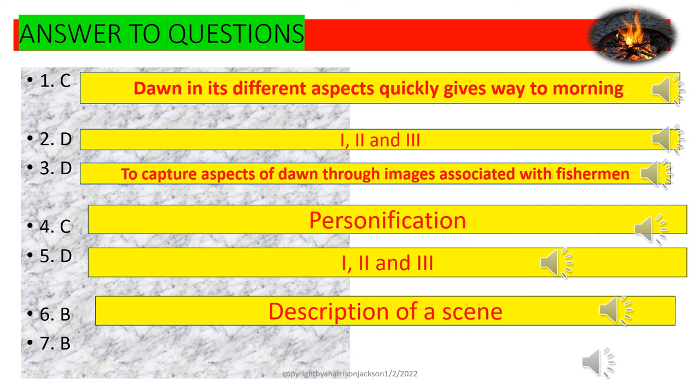Description of a scene, and I'm sure you were able to identify or hear the descriptive elements. This is which of the following best captures the poet's method of discourse, not a narration of an event. Description of a scene is more in keeping based on the extract that was read. You saw all the descriptive terms and all the scene that was being described. Okay, Dawn is a fisherman. So we're getting a seashore scenery, and also fishermen at sea. Okay, so it's a description of a scene.